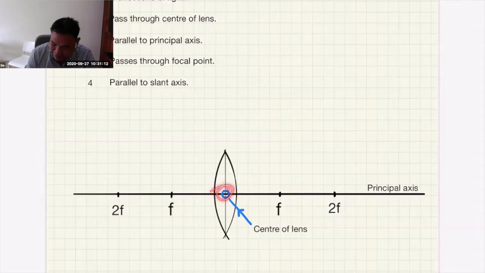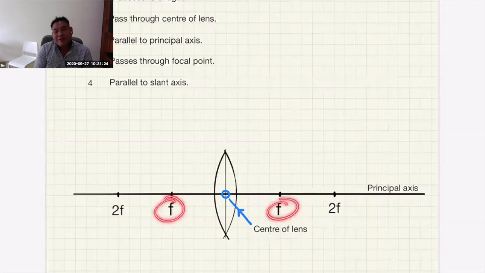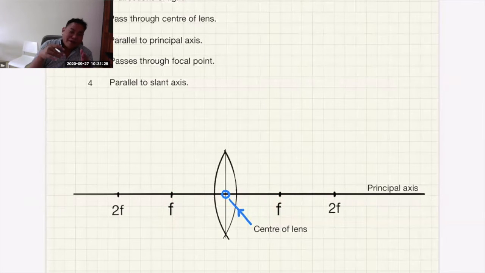So this is center of lens. Then you have focal point, and the symbol of the focal point is F, and you draw the focal point on the principal axis. What is focal point? Focal point is a point at the principal axis where the light tend to go there. Like if you have parallel light, it will merge at that focal point.